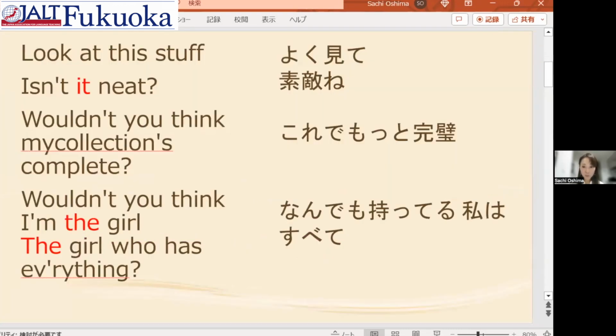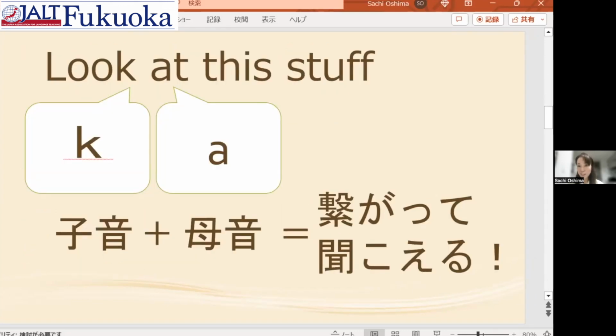And then they wrote the lyrics. Okay, and so the first line, look at this stuff. That group pointed out the first line, and please listen. You see, look at this stuff. Look, k is a consonant and a is a vowel. So consonant plus vowel is linking. So look at. And then they play one more time.